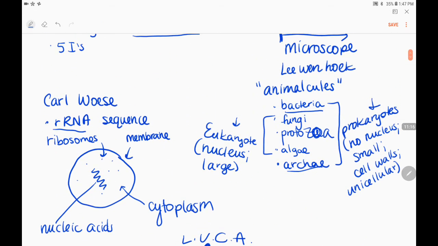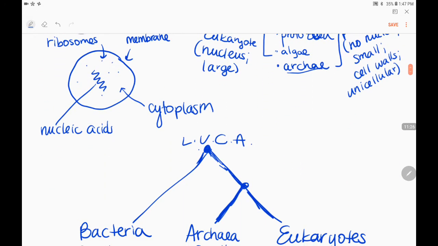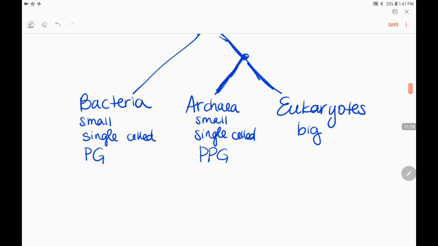So I just talked about Leeuwenhoek and Carl Woese. Okay, so we covered microbiology, history, cell types, and biomolecules as we were talking about it. There's a lot more detail, of course, into the individual structures of bacteria, archaea, and eukaryotes, which we're going to talk about in class.